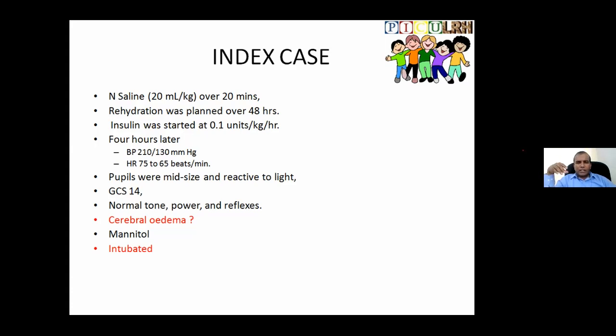And 4 hours later, the child developed Cushing's reflex. Blood pressure high, heart rate coming down, pupils mid-size and reactive to light, GCS dropping, normal power, tone, reflexes. They diagnosed cerebral edema. They started mannitol and intubated. Because before 2005, whatever the cause, if there's cerebral edema, one treatment modality is intubation and ventilation. So they intubated.